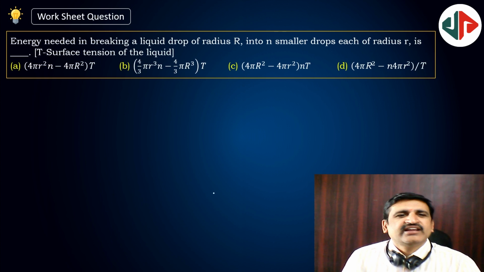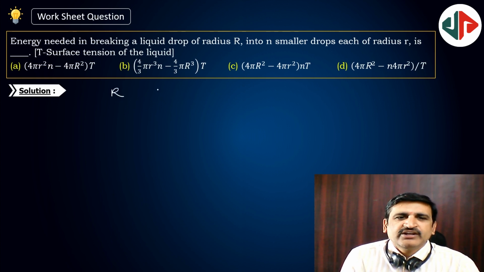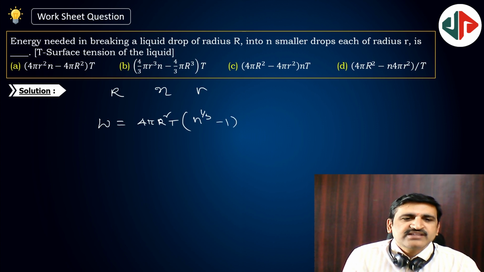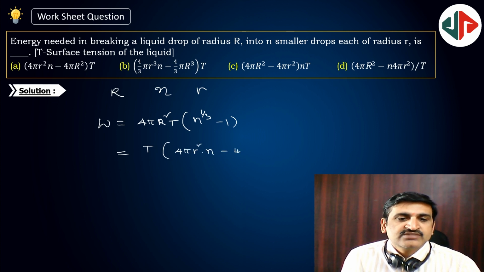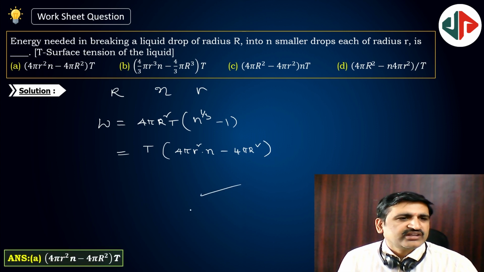Energy needed in breaking a liquid drop of radius r into n smaller drops of each radius r is how much? Work done or energy needed is equal to 4 pi r square into T into n to the power of 1 by 3 minus 1. This is a basic logical thing. Or you can take it in a different way: surface tension into change in area. Surface tension T, change in area is 4 pi r square into n minus 4 pi r square. So, which can be as follows. Option A, correct? Yes. Next.